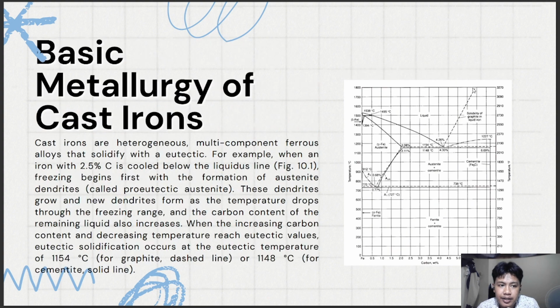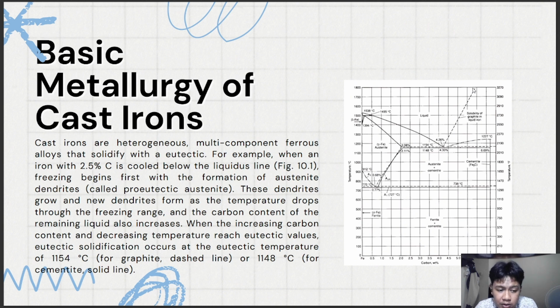Okay, the first topic is basic metallurgy of cast iron. Cast irons are heterogeneous multi-component ferrous alloys that solidify with a eutectic. For example, when an iron with 2.5% carbon is cooled below the liquidus line, like in this picture, freezing begins first with the formation of austenite dendrites called pro-eutectic austenite. These dendrites grow and new dendrites form as the temperature drops through the freezing range, and the carbon content of the remaining liquid also increases.